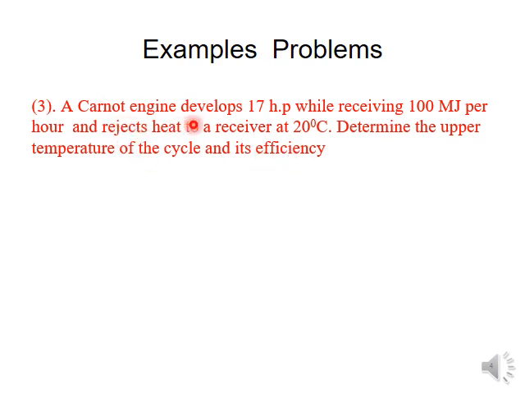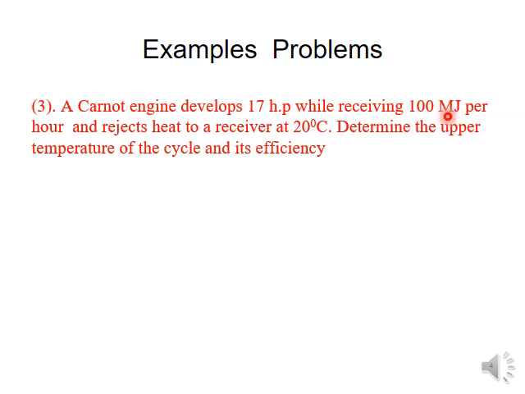In the given data, we have power. Power is nothing but the work done; divided by 1000, we get it in kilowatts. If the work is already in kilojoules per second, we can write it as kilowatts. Here the work done is 17 horsepower. So we can convert this horsepower into kilowatts and the megajoules per hour into joules per second.